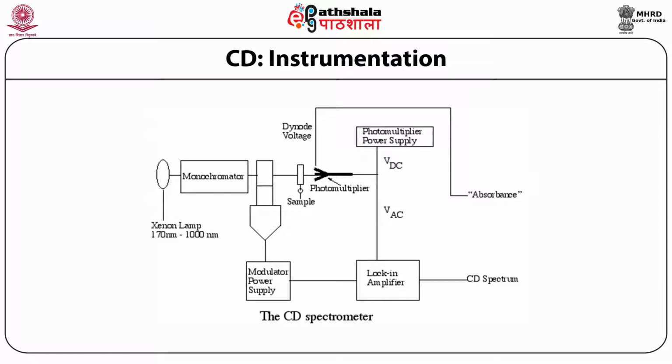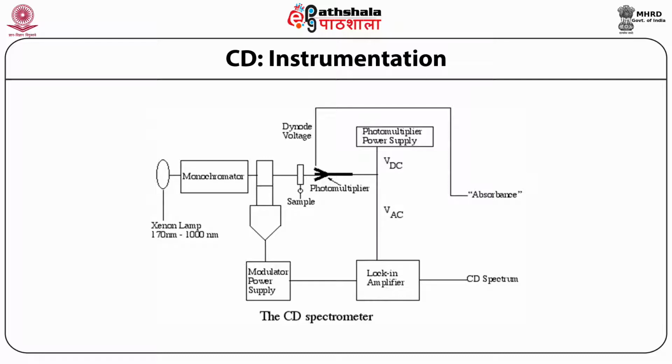You can see here there is a xenon lamp which acts as a light source, emitting light of 170 nanometer to 1000 nanometer wavelength. Then the light passes through the monochromator, where we can select light of a particular wavelength depending upon the requirement. Then it falls on the sample where molecular absorption occurs, and the signal is detected by the photomultiplier tube. In ordinary absorbance, it is directly detected.